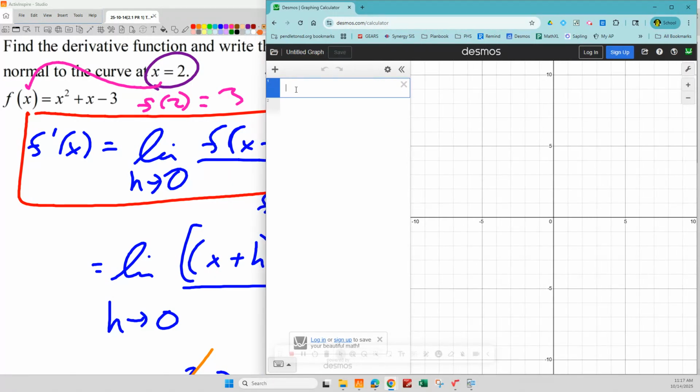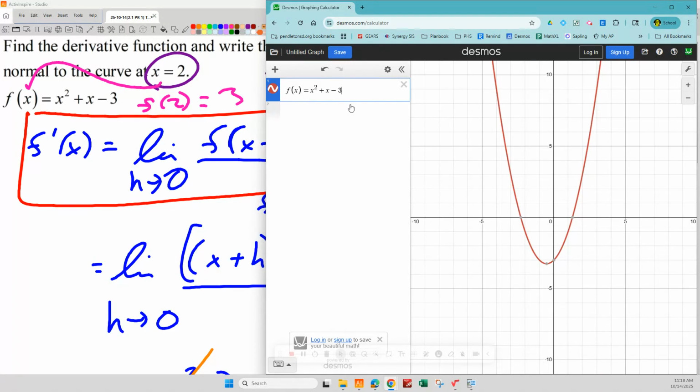Okay, so let's graph this function, f of x equals x squared plus x minus 3. There it is. Okay. What we're trying to do is find the slope of the tangent line at the point x where x equals 2, right?